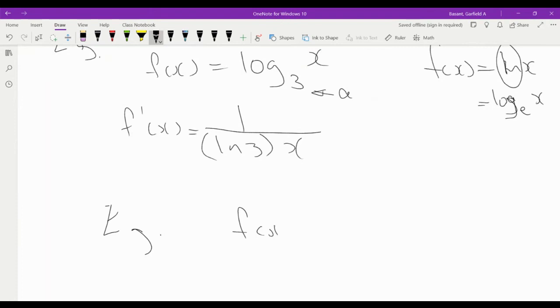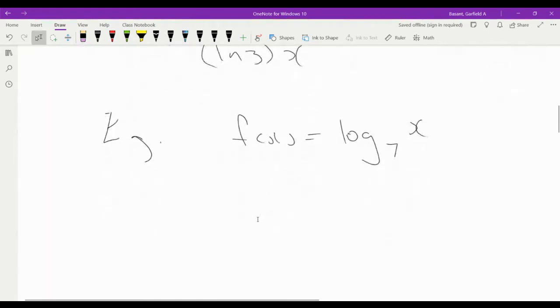How about we have f of x is equal to the, not the ln, log base 7 of x. What is the derivative of this? Is it 1 over ln 7x? 7 times x, I agree.